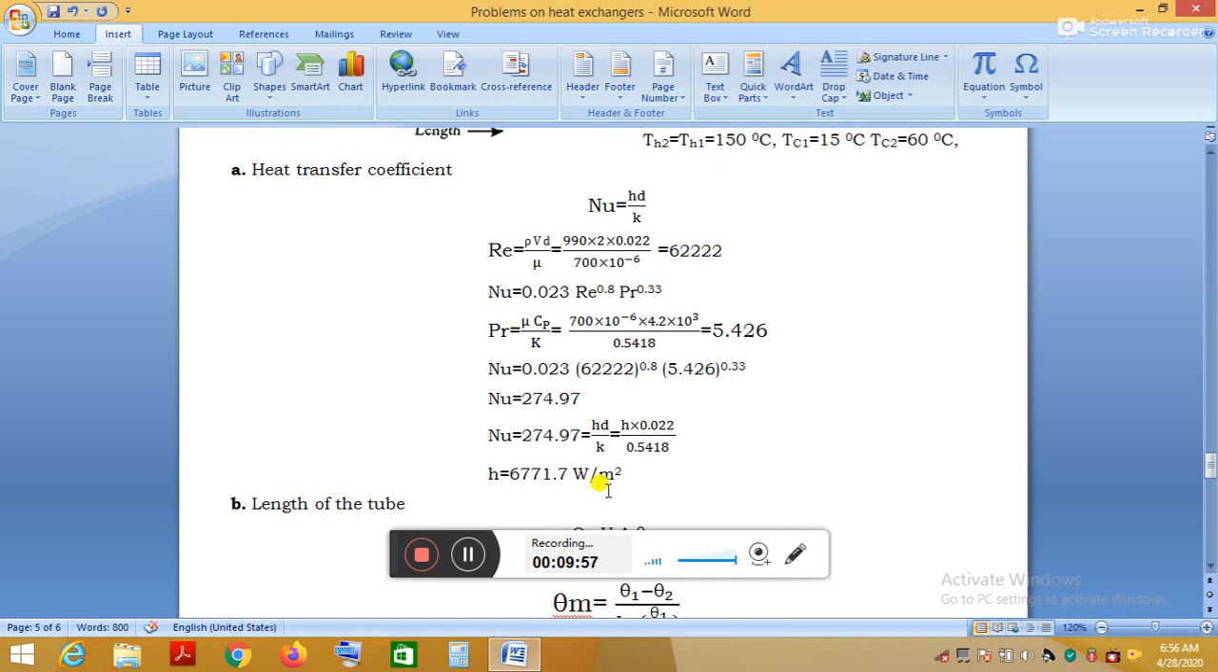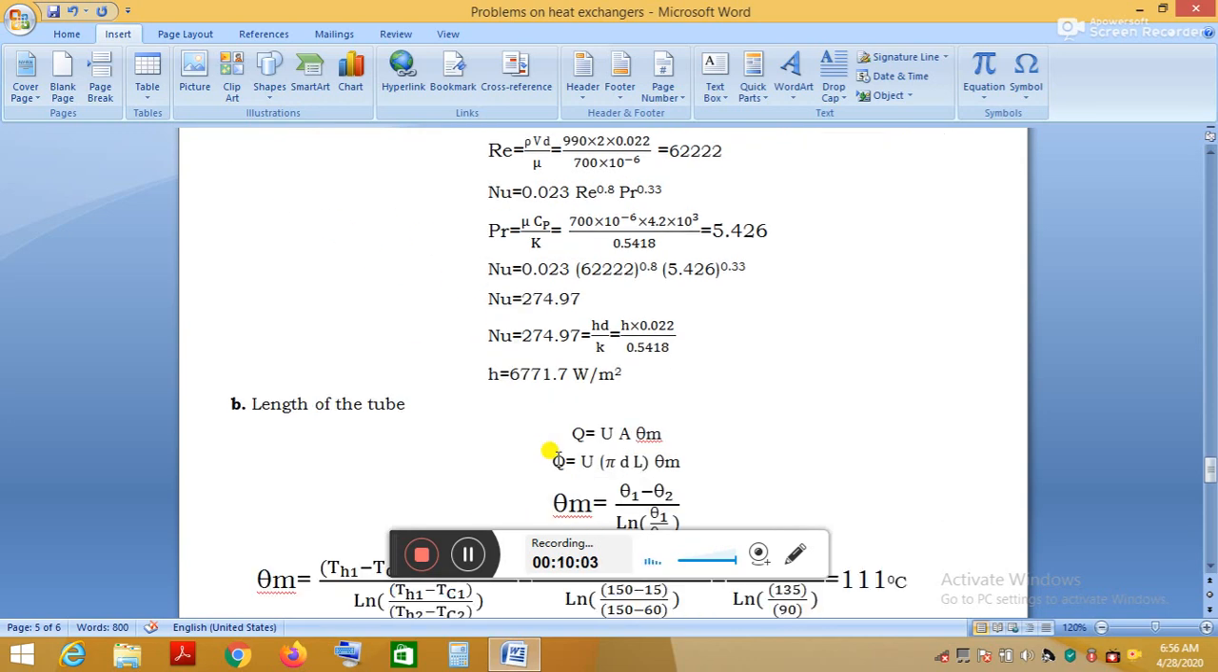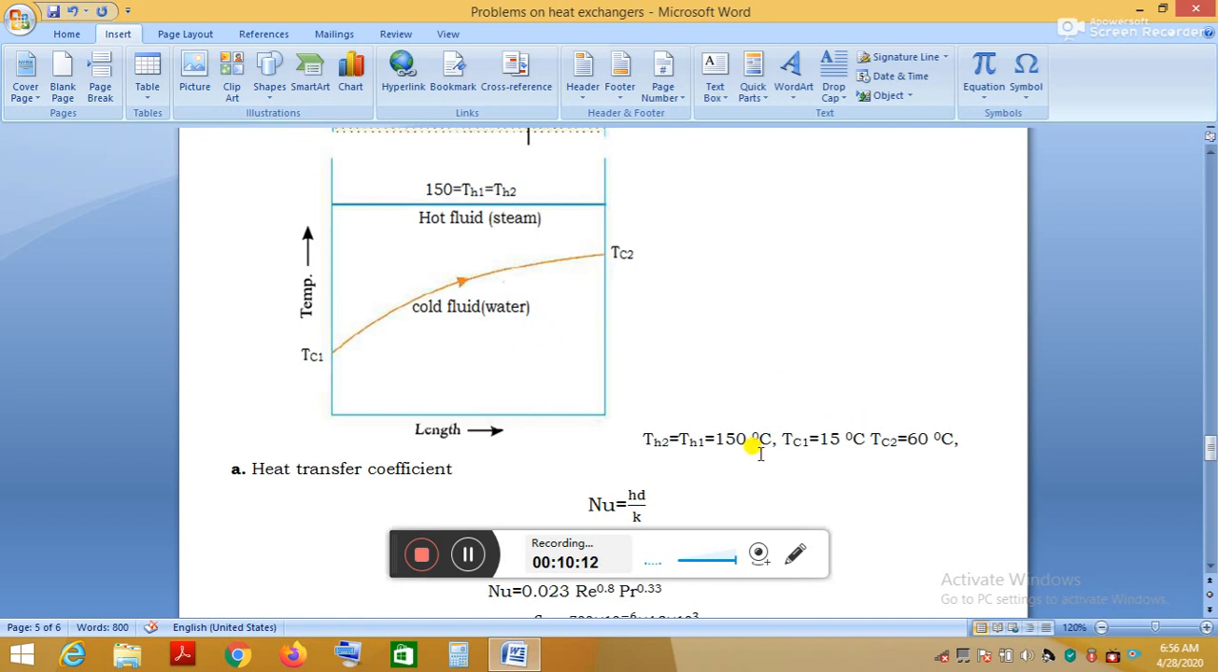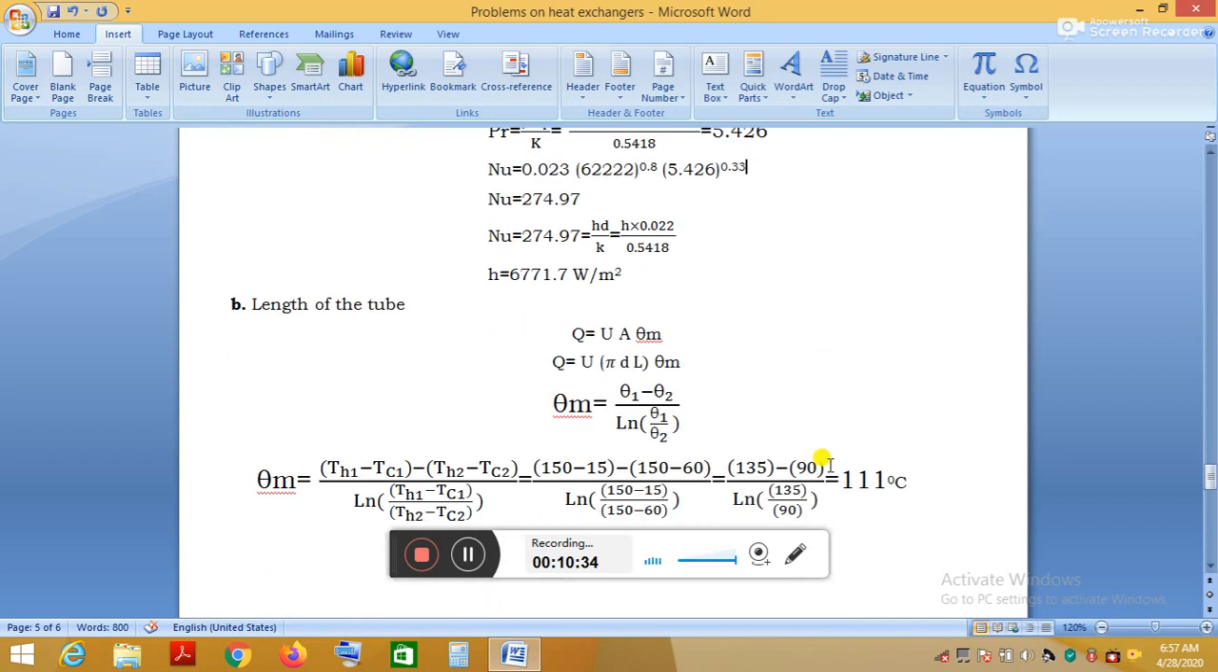He asked us to find the heat transfer coefficient value and the length of the tube. We already found the heat transfer coefficient value. The next is to find the length of the tube. Here you can see he has given three temperatures: inlet temperature of the hot water, outlet temperature of the hot water, and the inlet temperature of the cold water. Since all four temperatures are known, the inlet and outlet temperature of the hot fluid and the inlet and outlet temperature of the cold fluid, the problem can be solved using the LMTD method.